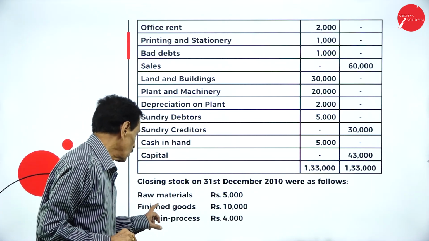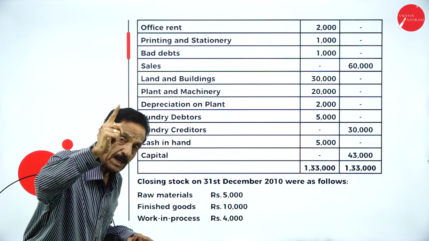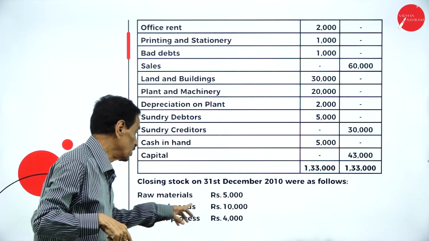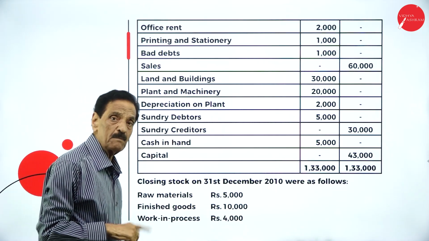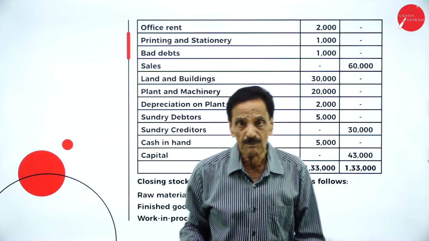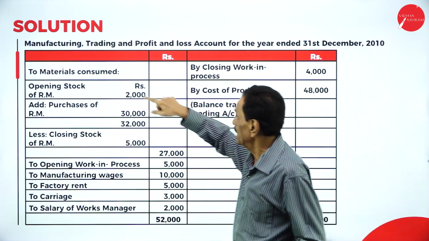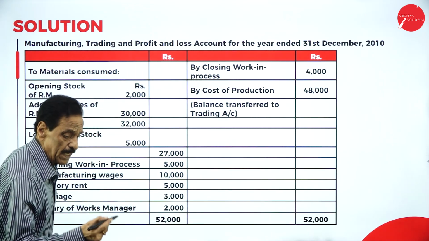Now closing stock of raw material: opening stock of raw material and purchase of raw material minus closing stock. Closing stock of finished will come in trading account. Closing work in progress will come in manufacturing account. We'll move on. So manufacturing, trading and profit and loss account to material consumed.